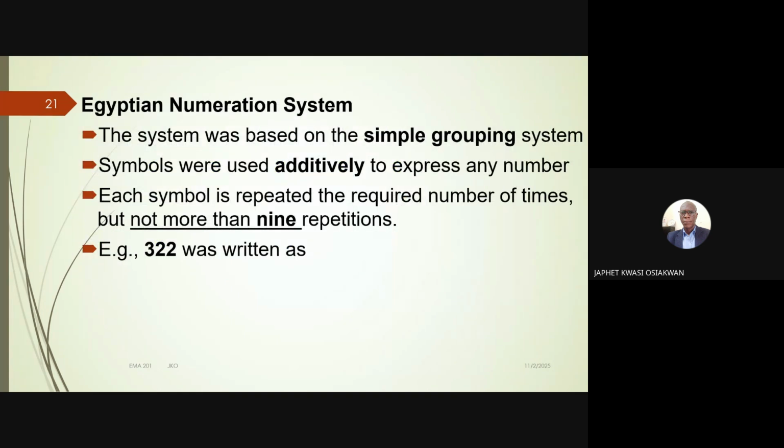Okay, so now let's see how we write some of the numbers. This system is based on simple grouping. Take note, it is based on what? Simple grouping. Just put them together. The symbols are used additively. You just put them together, then you write a number. But you can repeat each symbol not more than 9 times. For example, how do we write 322?